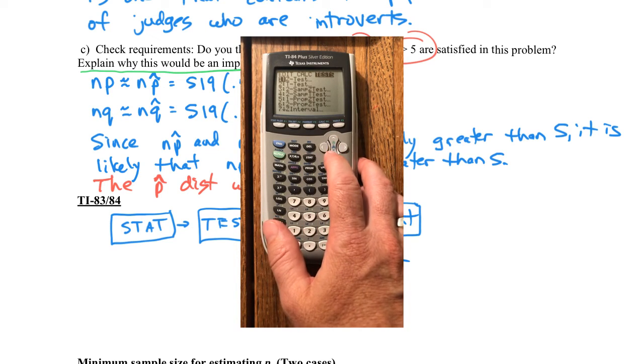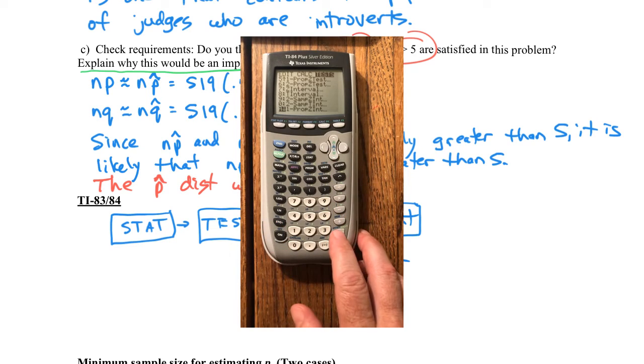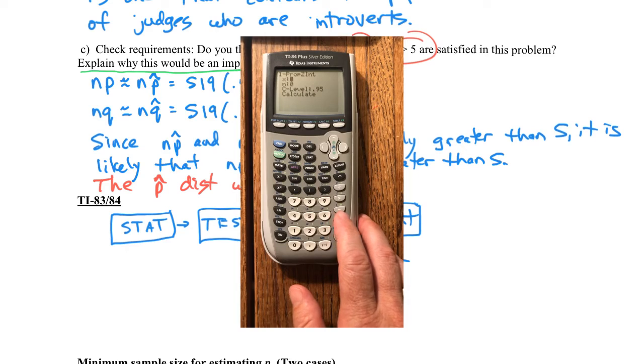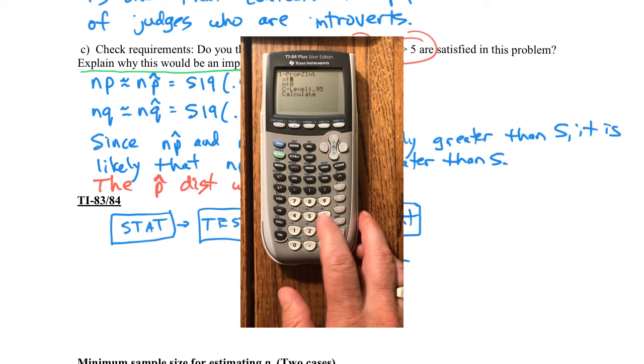There's quite a few of them. What you want to do is be careful you go to the right one. So if you go down here, don't stop here. We don't want this one. We want one proportion z interval. So keep going. And this is one we want. One proportion z interval. And then the calculator uses x for the number of successes.